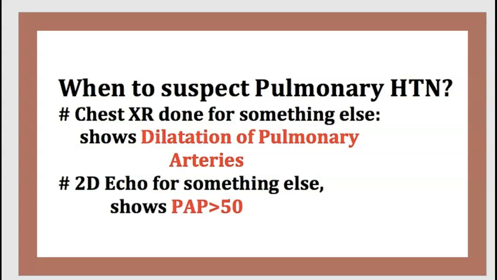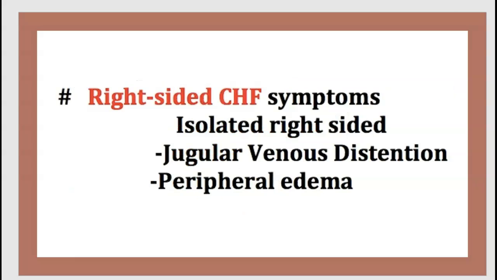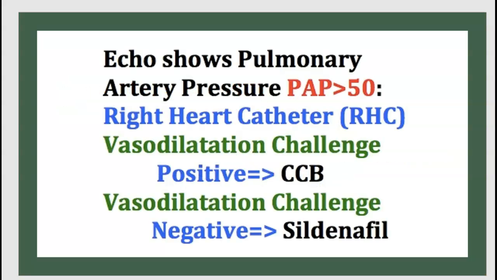When to suspect pulmonary hypertension: a chest X-ray done for something else shows dilation of the pulmonary artery. A 2D echo for something else shows PAP over 50. Right-sided CHF with isolated symptoms: right-sided, jugular venous distension, and peripheral edema. Echo shows pulmonary artery pressure over 50, then right heart catheter, vasodilation challenge.